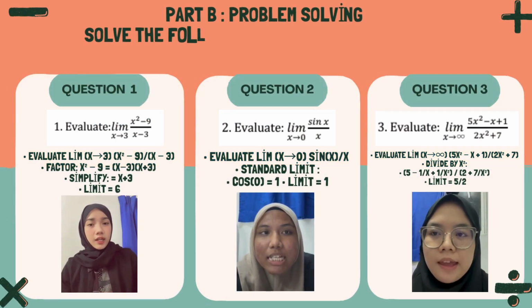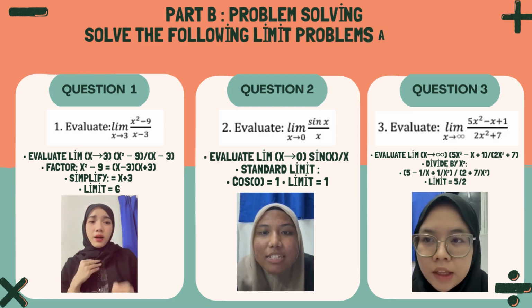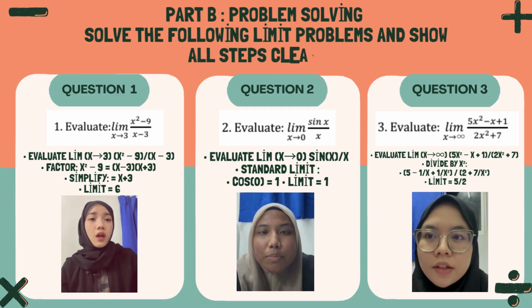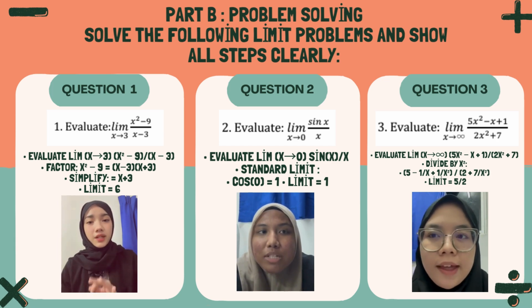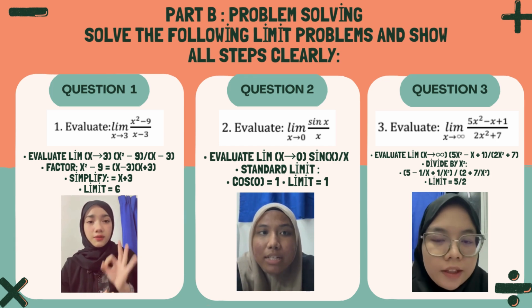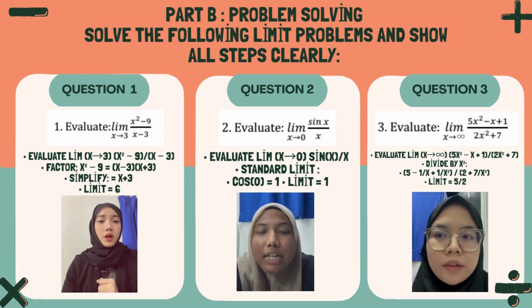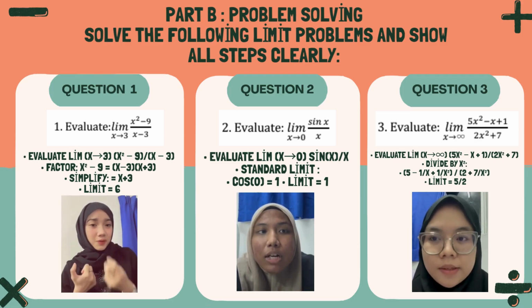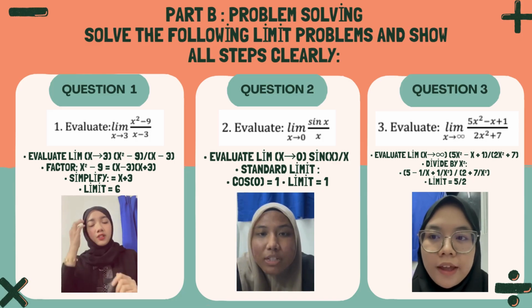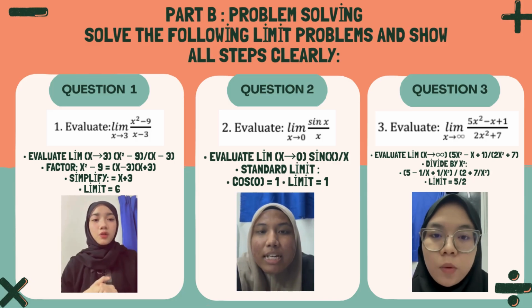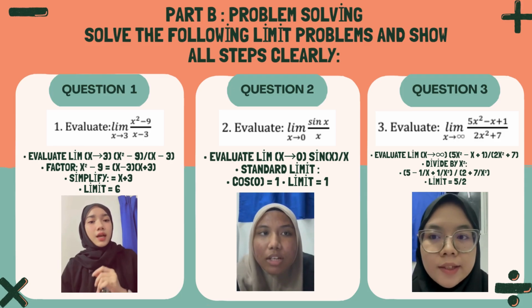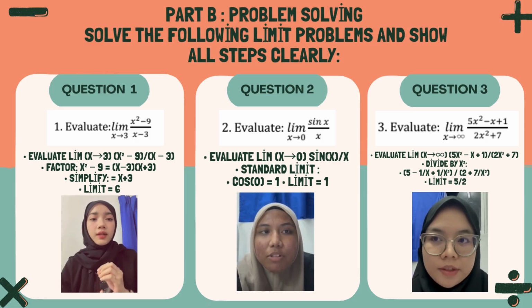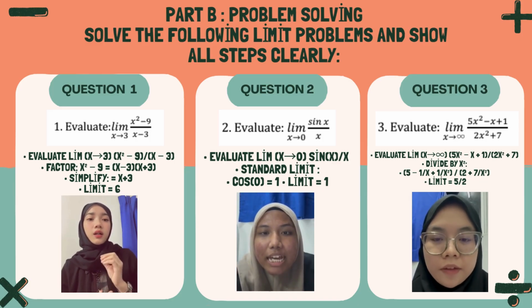Evaluate the limit as x approaches infinity of the quantity 5x squared minus x plus 1 divided by 2x squared plus 7. Divide by x squared: open parenthesis 5 minus 1 over x plus 1 over x squared close parenthesis divided by open parenthesis 2 plus 7 over x squared close parenthesis. The limit equals 5 over 2.